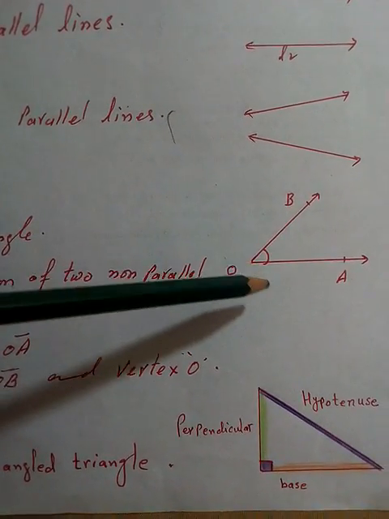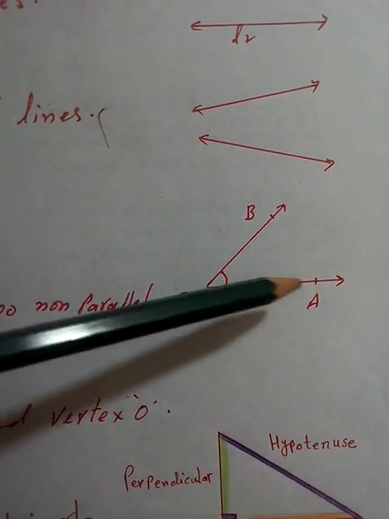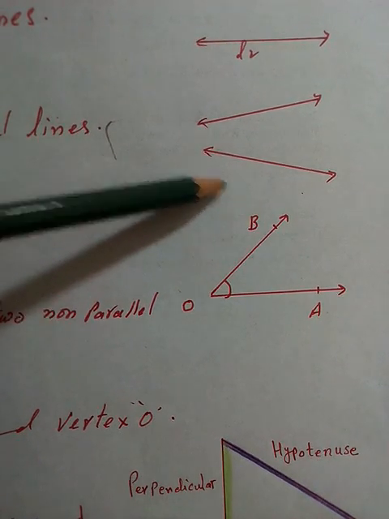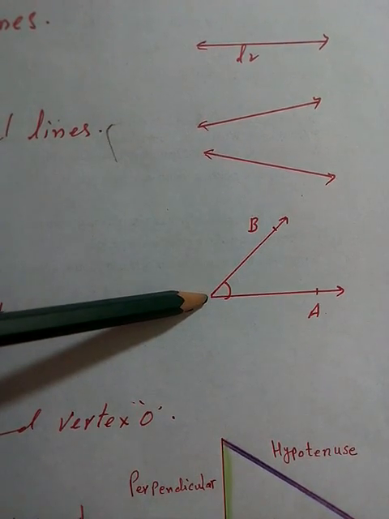These are the parts of the angle. OA is an arm of the angle, OB is the other arm of the angle, and O is known as the vertex.